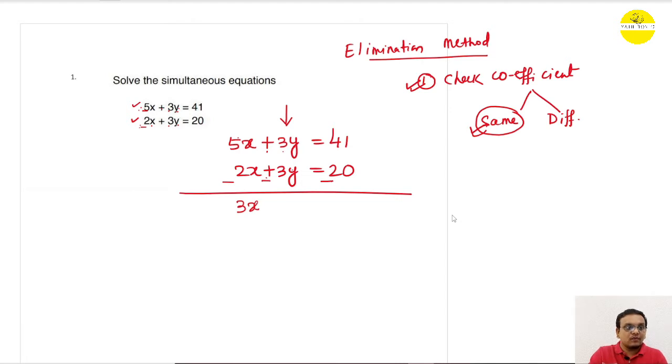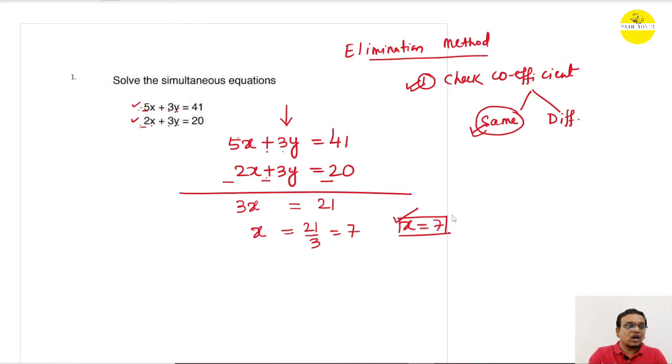So now tell me, 5x minus 2x, what are you getting? 3x. 3y minus 3y becomes 0. That is equal to 41 minus 20, and you are getting 21. Got it? Now 3 times x is equal to 21, and we know that x is equal to 21 over 3, and yes, you are getting the x value equal to 7. See, I got the value of x very easily. Got it? So whenever you get a same-coefficient variable, try to eliminate that particular variable. That will be easy for you to solve this question. See, so I got the value of x here, that is 7. Now we have to find out the value of y.